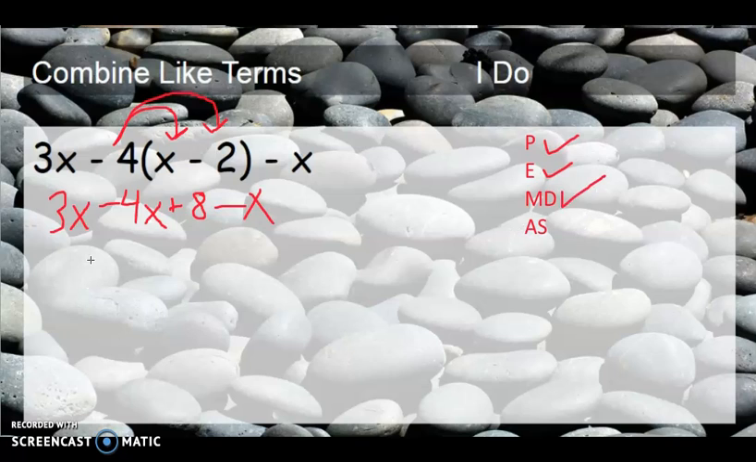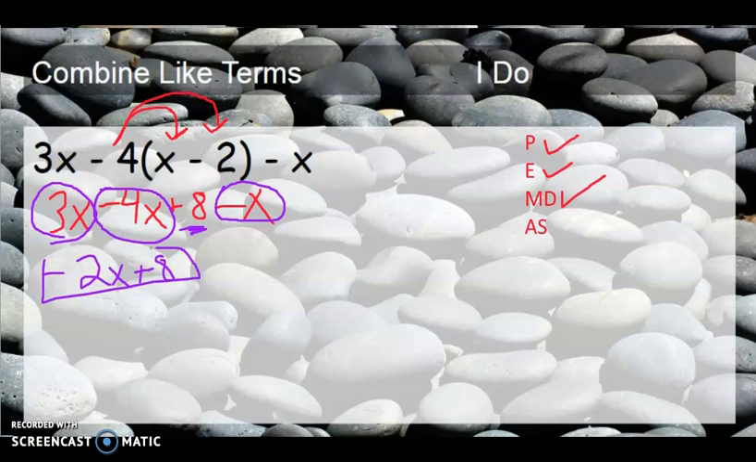Now we're going to combine like terms by adding and subtracting. This term has an x, 3x. Negative 4x, that has an x in that term. Plus 8, that's a constant, so we're going to skip that for now. And minus x. If you combine all 3 of these x terms together, you get negative 2x. There's only one constant, so we'll just add that onto the end of the expression. So our simplified expression is negative 2x plus 8.